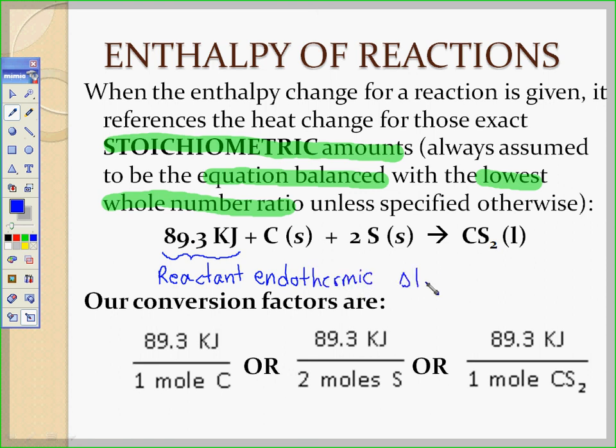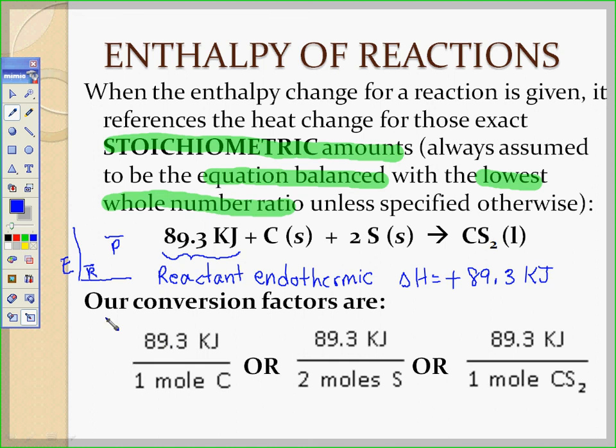It's endothermic. We would write delta H equal to positive 89.3 kilojoules. And if we did a little energy diagram, a little sketch of energy, our reactants would be lower than our products. In other words, it takes more energy to break bonds than is released to form bonds. And that's because carbon doesn't exist as discrete carbon. It exists in a network covalent structure like graphite or diamond.